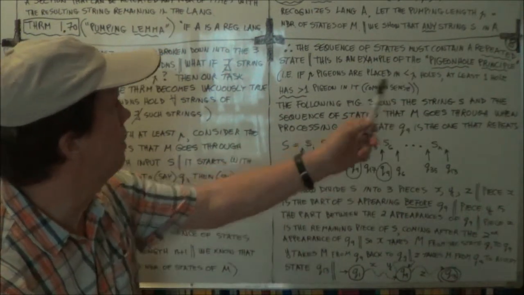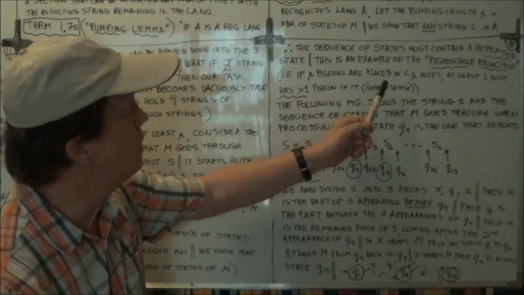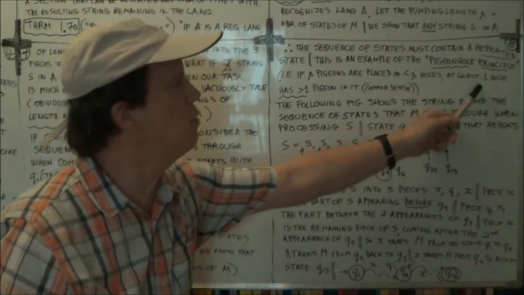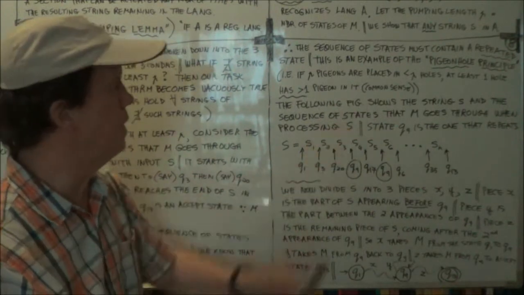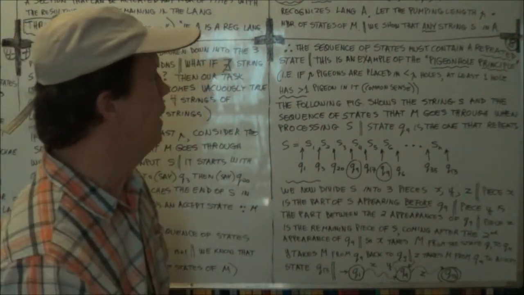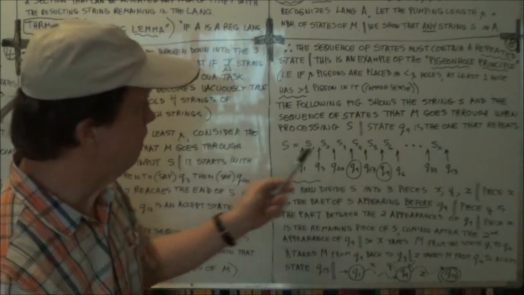So if you have p pigeons placed in fewer than p holes, at least one hole has more than one pigeon in it. Just common sense. All right. Now have a look at this figure.